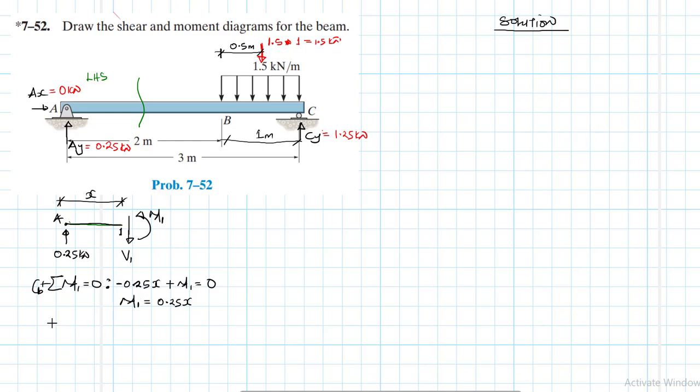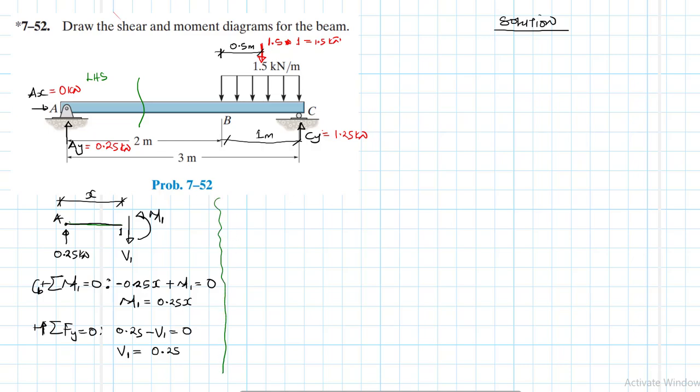Then let's take the summation of forces in the y direction like so. We have 0.25 minus V1 equal to 0, and therefore V1 is equal to 0.25. So this one is just a constant value. We are done with the first section.